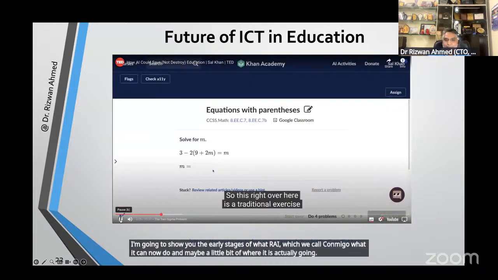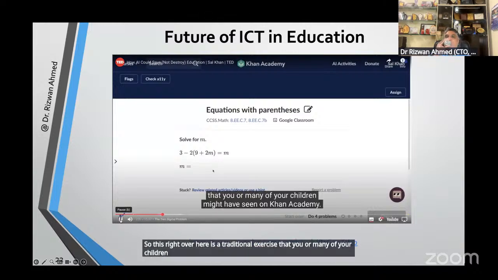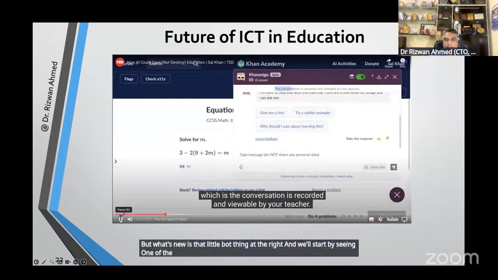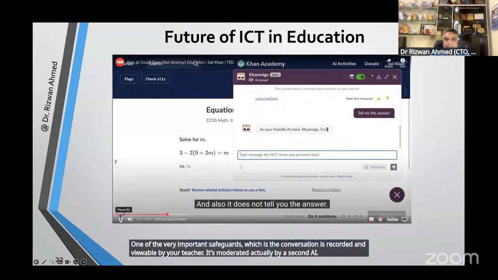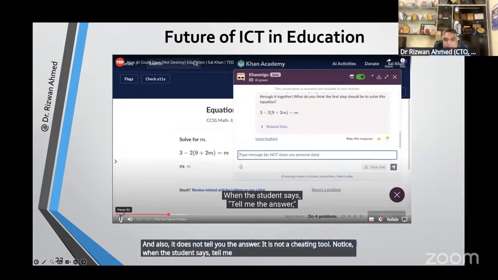So this right over here is a traditional exercise that you or many of your children might have seen on Khan Academy. But what's new is that little bot thing at the right. And we'll start by seeing one of the very important safeguards, which is the conversation is recorded and viewable by your teacher. It's moderated actually by a second AI. And also, it does not tell you the answer. It is not a cheating tool. Notice, when the student says, tell me the answer, it says, I'm your tutor. What do you think is the next step for solving the problem?